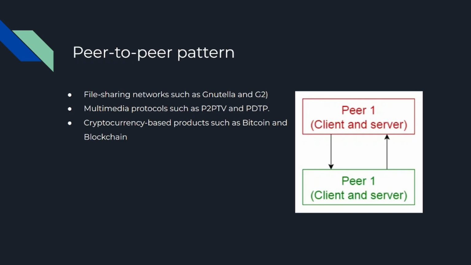Alright, number 6 is peer-to-peer pattern. In this pattern, individual components are known as peers. Peers may function both as clients requesting services from other peers and as servers providing services to other peers. A peer may act as a client or as a server or as both, and it can change its role dynamically with time. So usages are file sharing networks such as Gnutella and G2, multimedia protocols such as P2PTV and PDTP, cryptocurrency based products such as Bitcoin and blockchain. So here's the diagram.